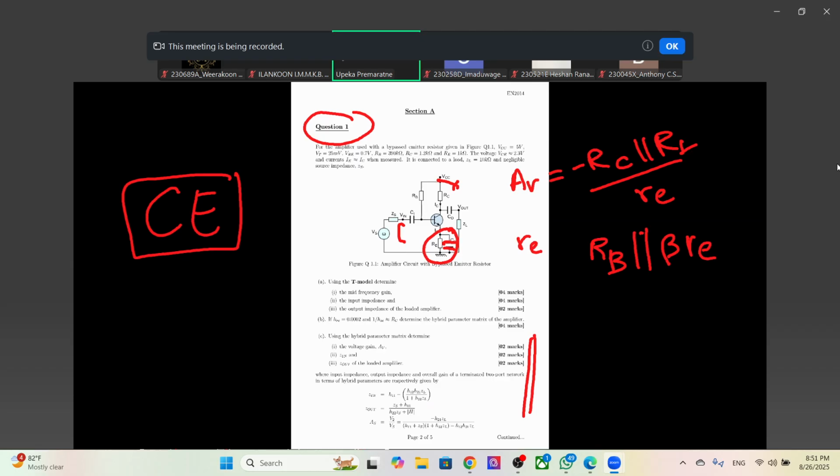So here also you can see it's a common emitter amplifier. So here the output impedance is simply RC parallel to RL.